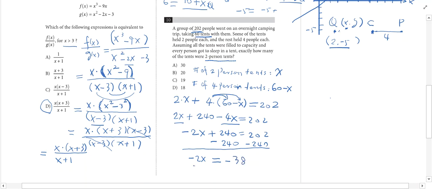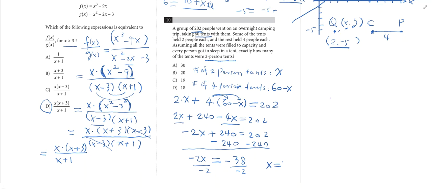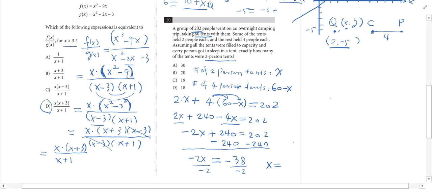And then you divide by negative 2 on both sides. So x equals negative 38 divided by negative 2, negative divided by negative is positive, so you will get 19. So the answer here must be C, 19. Alright? Okay, now let's move on.